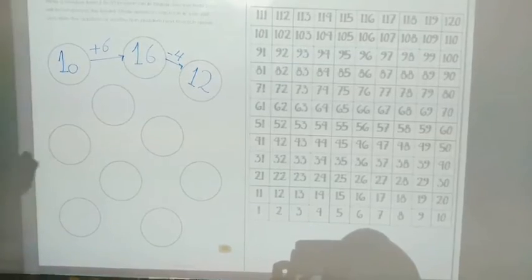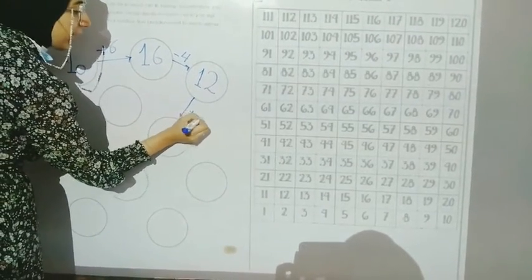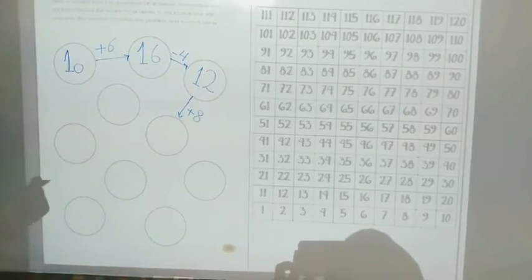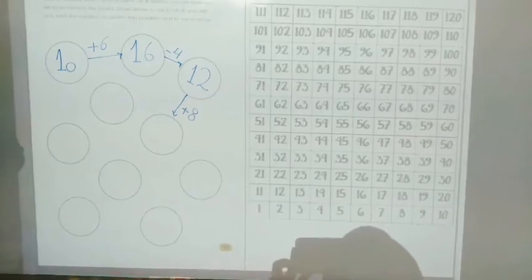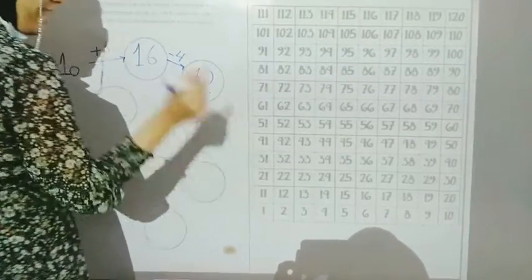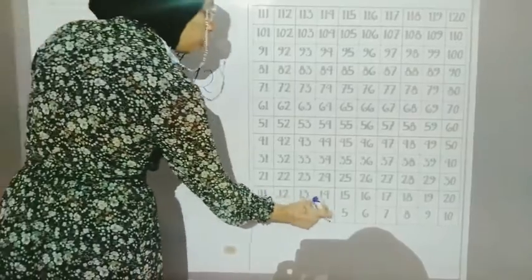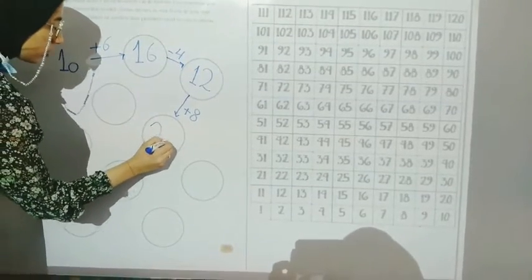Next one. I want to travel to this circle. I want to add 8. So I stop at 12 and move how many steps forward? 8 steps forward. Here is 12. I move 8 steps forward. 1, 2, 3, 4, 5, 6, 7, 8. I reach 20, so I write there 20.